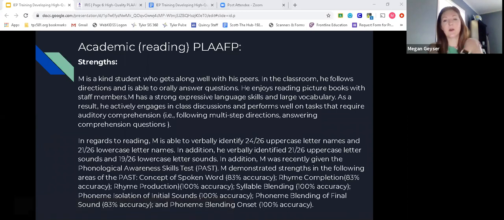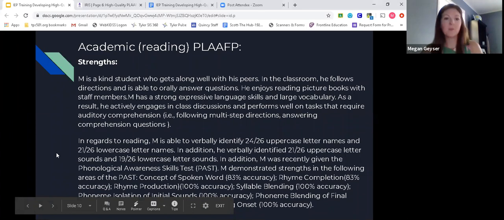So now we're going to review examples of high quality PLAAFs. I have provided examples for an academic area and a behavior, social, emotional PLAAF. Just so you know, these examples are also on the Google document for you to review, for you to use in future IEPs, for you to take notes on. I wanted to make sure I had it in both platforms, so it is word for word from here onto that Google document, because I want you guys to have a strong, true example of a high quality PLAAF for our student. So the first PLAAF example is an academic one in the area of reading.